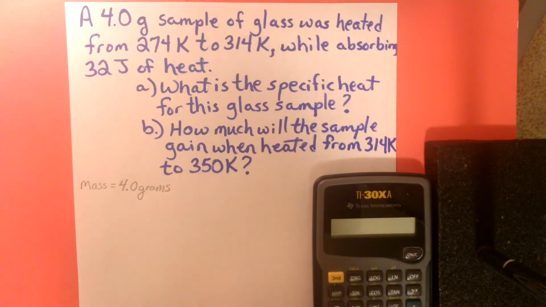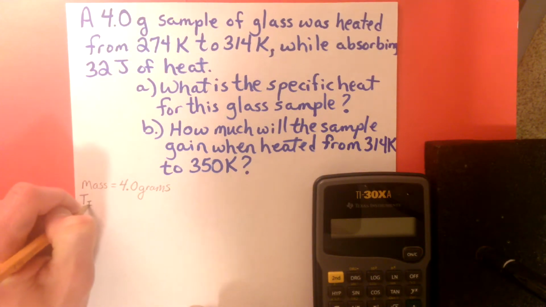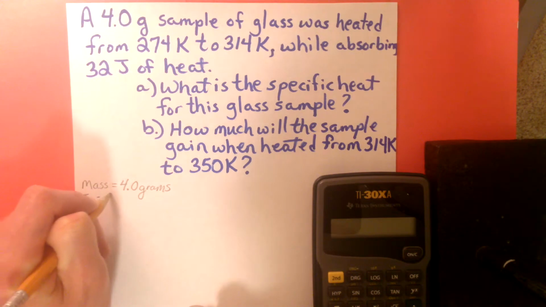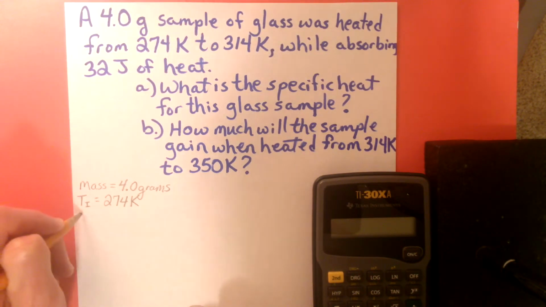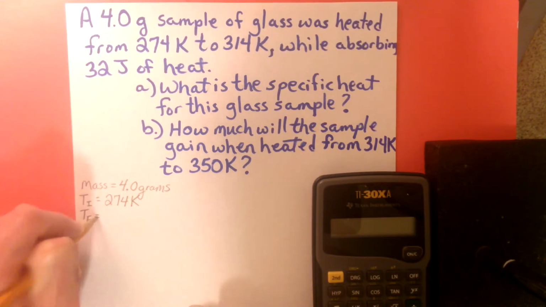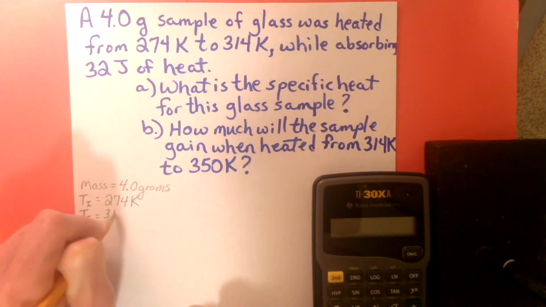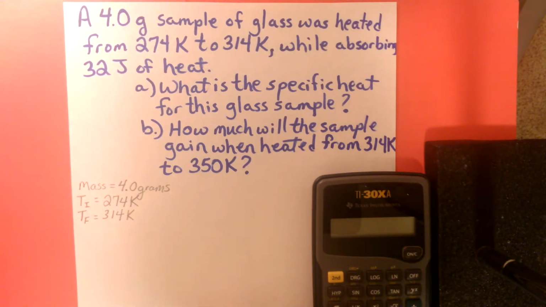Okay, and it was heated from 274 Kelvin. So that's our initial temperature. I'm going to label that Ti for temperature initial: 274 Kelvin. And it was heated to 314 Kelvin. So that is going to be our temperature final. Okay, while absorbing 32 joules of heat.